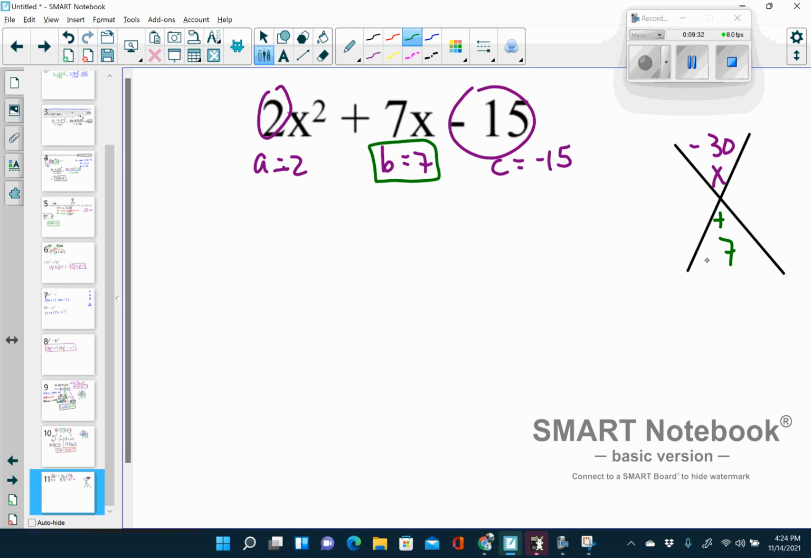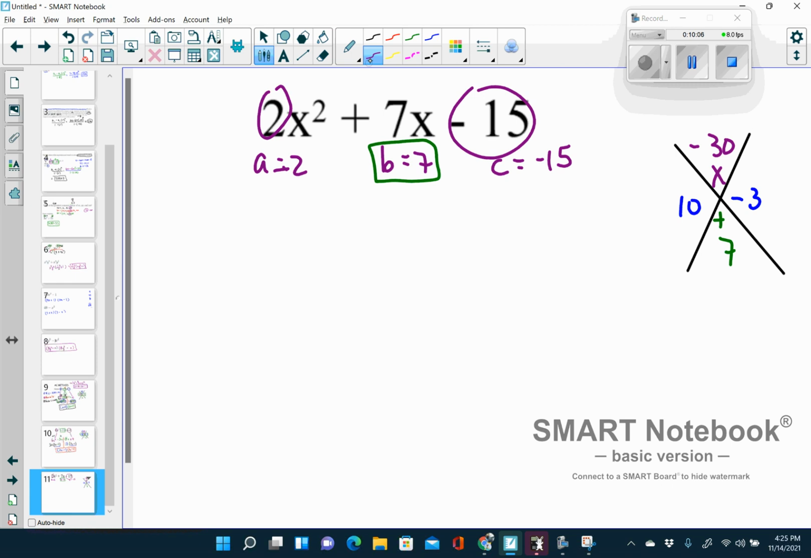Let's see. 10 and 3. There we go. 10 and 3, right? 10 times 3 is 30. 10 minus 3 is 7. So I know that my numbers are going to be 10 and 3. So I'm going to write that down. Now all I got to do is worry about my signs. So positive times a positive is a positive. That's not what I have here. So I know that one of them has to be a negative. So if this is negative, negative 10 plus 3 is negative 7. That's not what I have. So I know that the negative sign has to go with the 3 because 10 minus 3 is 7.